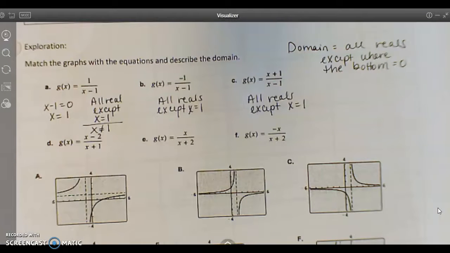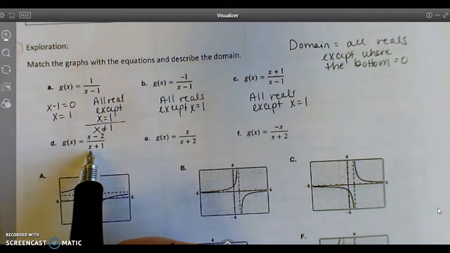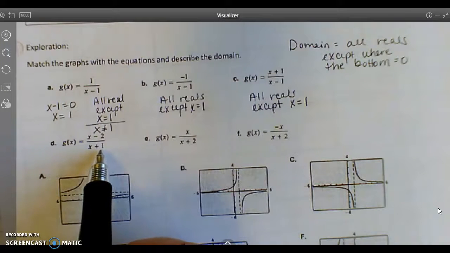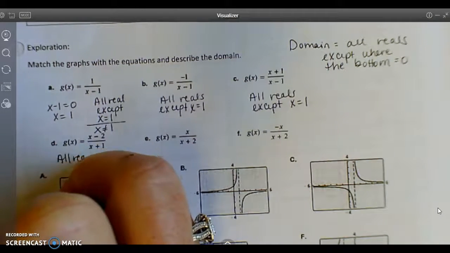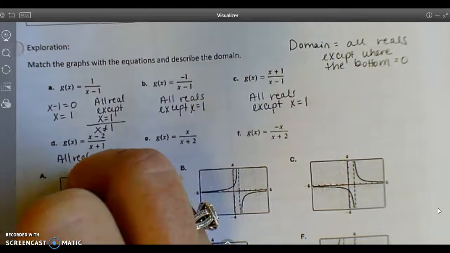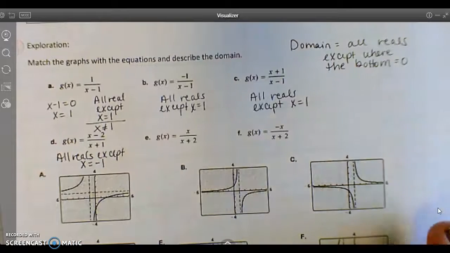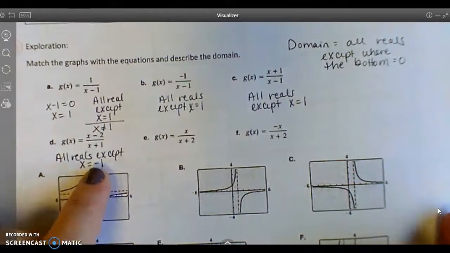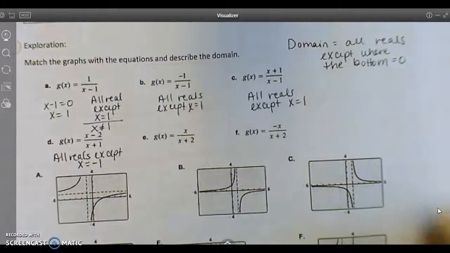Thankfully, D is something different. So we set the bottom equal to 0. We figure out what value it can't be. The value it can't be on D is -1. So this is all reals except x equals -1. Because it's the opposite of that. And that's the value when you plug it in, you would get 0.